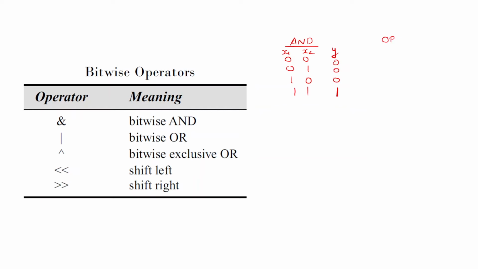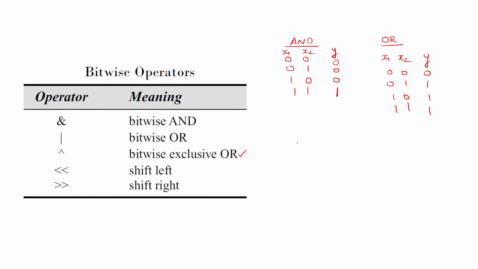When it comes to OR, x1, x2 are inputs and y is output. 0 0, 0 1, 1 0, 1 1. We know that if either of the inputs is 1, the output will be 1. So only in this case, the output is 0. In all the other cases, the output will be 1.